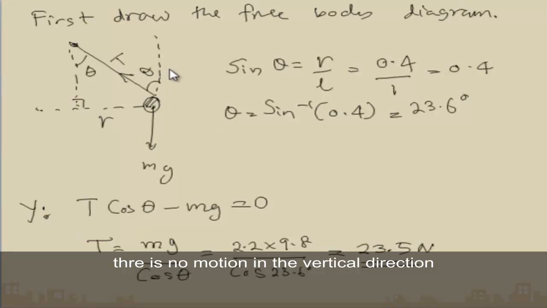Once we have the angle, we can consider the x and y directions and apply Newton's second law. In the y direction, there is no motion because the object is rotating in the horizontal direction. So in the vertical direction, there is no acceleration. So we can say the vertical component T cosine theta minus mg equals 0. That gives us T equals mg over cosine theta. By plugging in the values, it becomes 23.5 newtons.